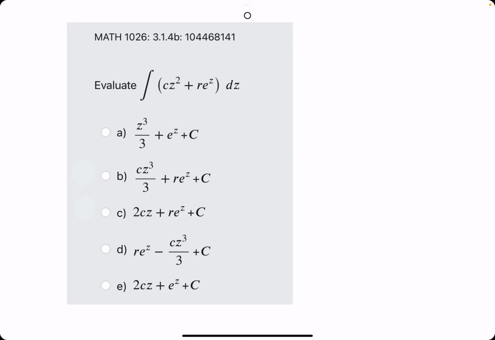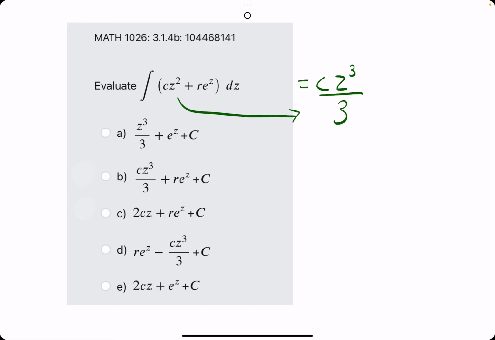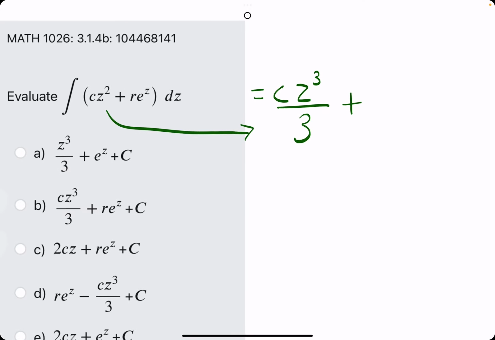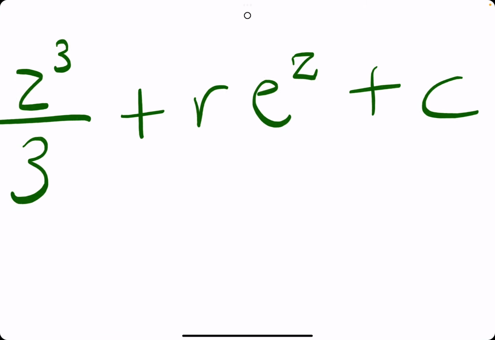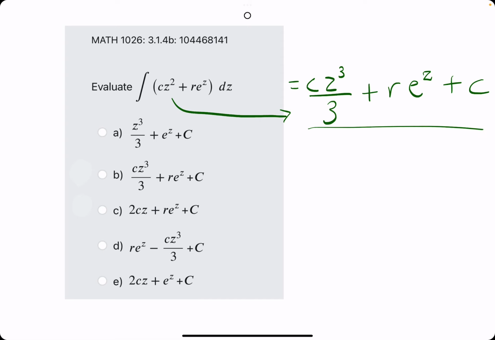Oh, this is a great one. So no rewriting required. All right. No rewriting required here, so we are just going to leave the coefficient, leave the z, add 1 to the exponent to get 3, divide by that exponent, hit the plus, and then the r is the coefficient, and then e to the z has an antiderivative and a derivative of e to the z. So you got to see it, and that should be it. So we're looking for what looks like option B.